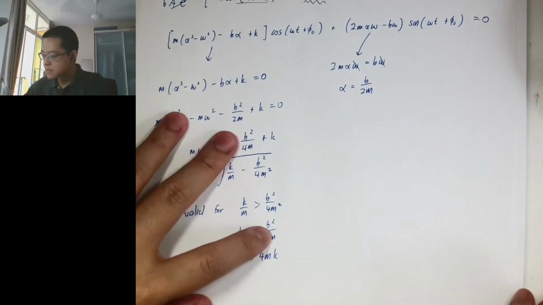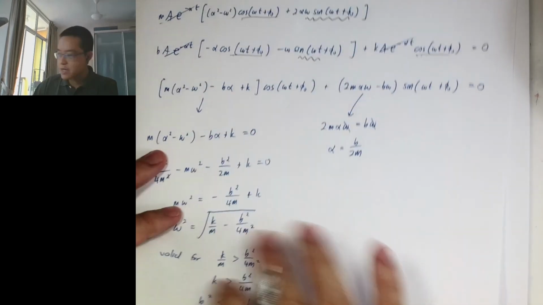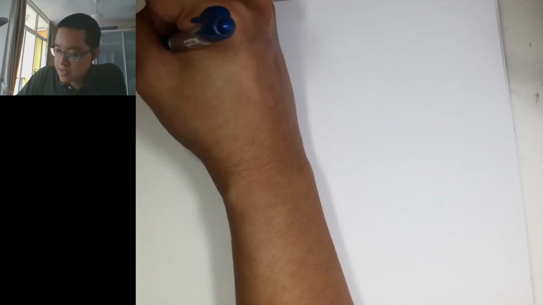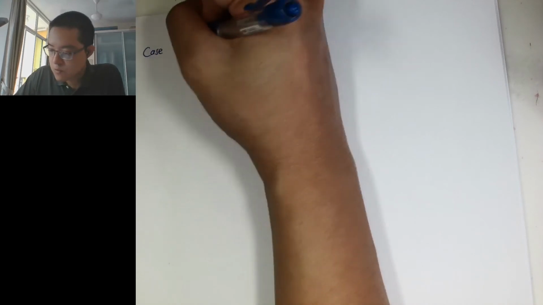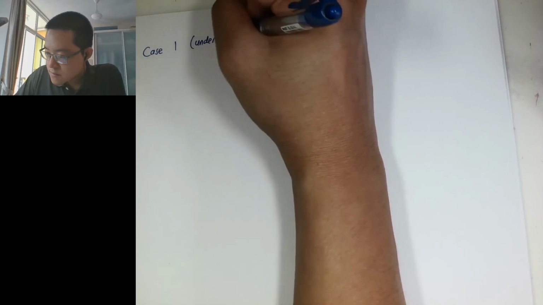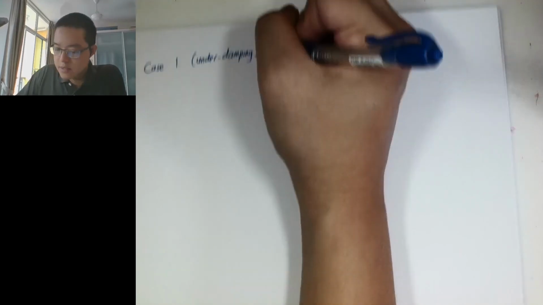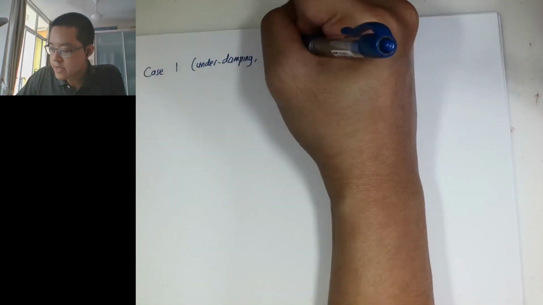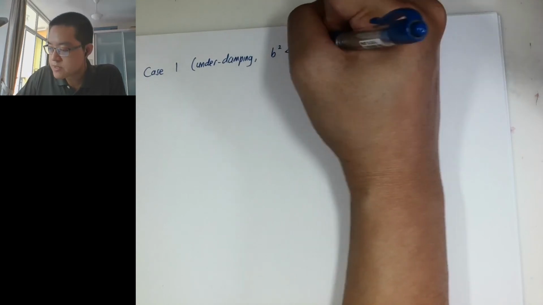Okay, so that gives us the different cases of the oscillations. Let me categorize them for you. Again, this one, don't worry about this. I just want to show you only. What you really should learn, the more important part, is the different cases. There are two different cases. The one that we just checked is what we call case 1. It is the under damping. Under damping is the case that we have just checked, where b squared is less than 4mk.